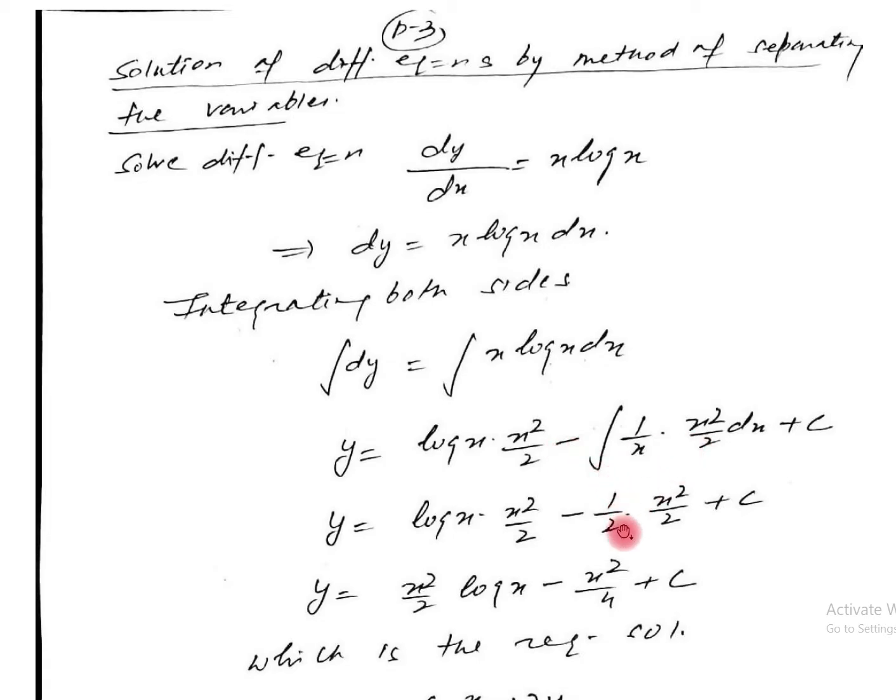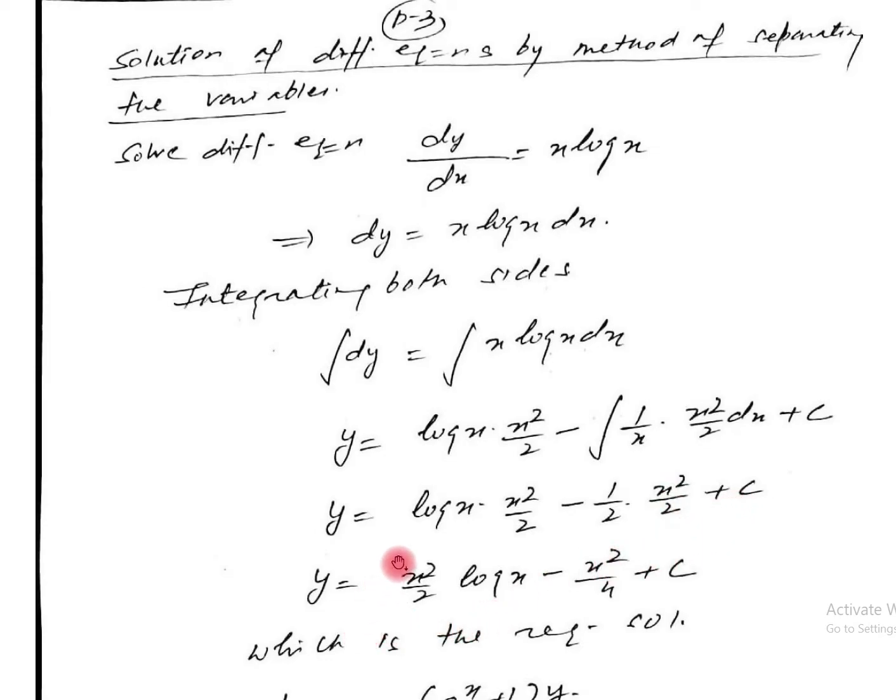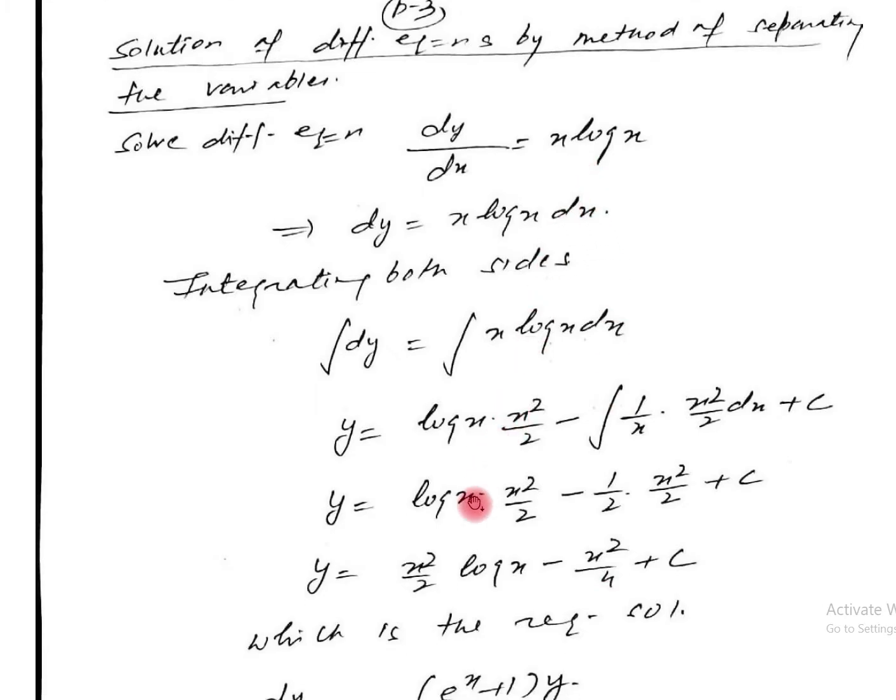Then simplifying it, y equal to log x into x square by 2 minus, simplifying, we are getting 1 by 2 as it is. The integral of x is x square by 2 plus c. So simplifying, y equal to x square by 2 log x minus x square by 4 plus c. It is the required solution of the given differential equation. Now it is free from derivatives, so it is the solution.